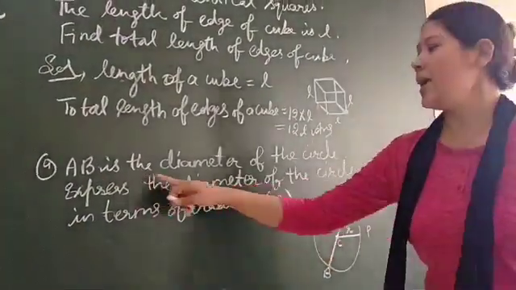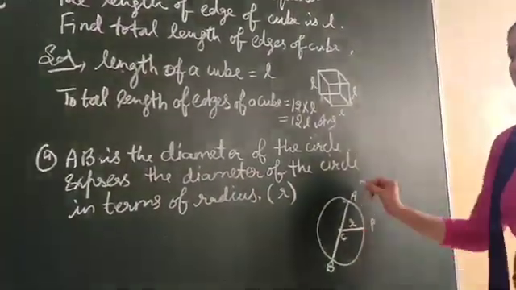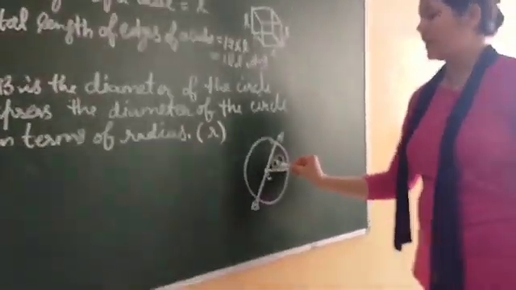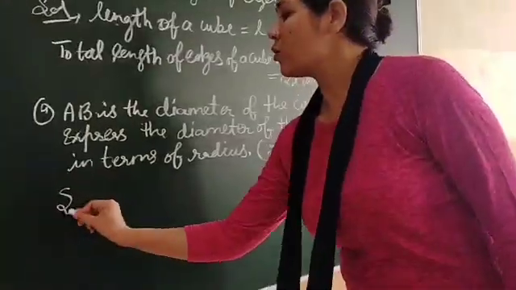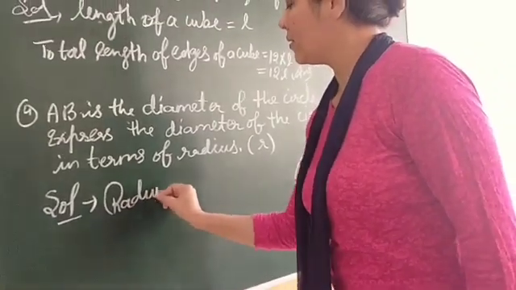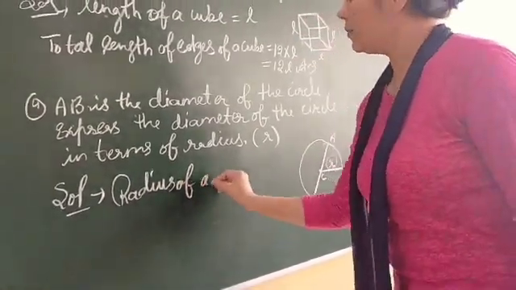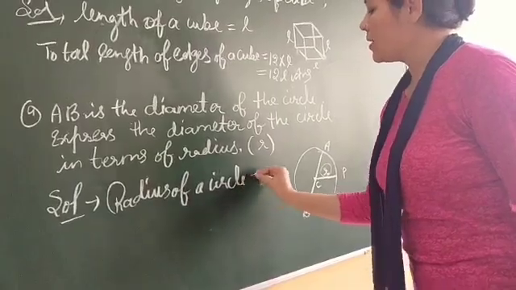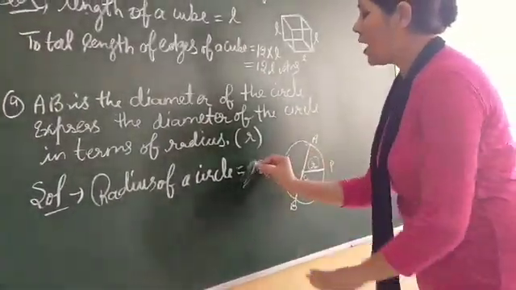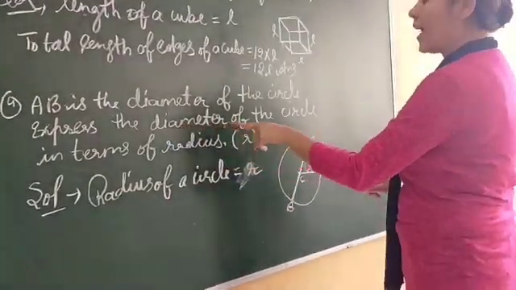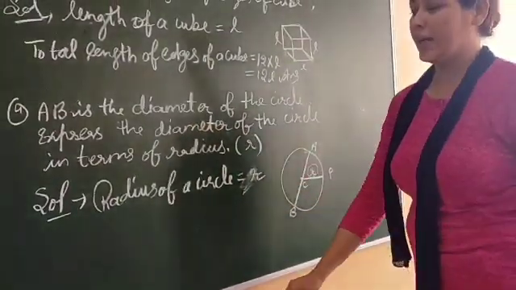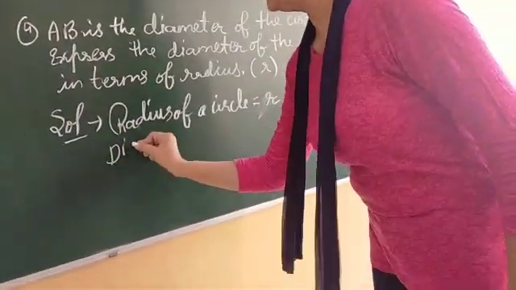Fourth question. AB is the diameter of the circle and PC is the radius. And the radius value is given. Radius is R. In this question, the radius of a circle is given, that is R. He is saying you have to express the diameter in terms of radius. You have to show the diameter here. It means you have to find the diameter.